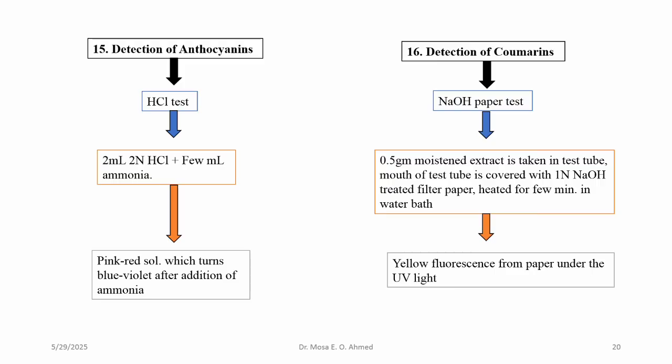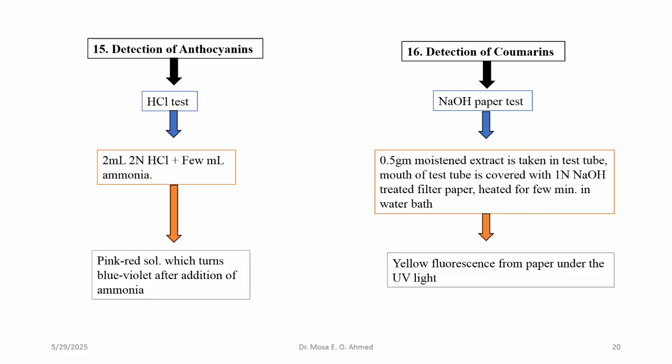In this slide, we describe the qualitative chemical tests for anthocyanins and coumarins. Anthocyanins and coumarins are both secondary metabolites. Anthocyanins belong to the class of flavonoids and can be synthesized through the shikimic acid pathway. Also, coumarins are phenolic compounds biosynthesized through the same pathway, the shikimic acid pathway.